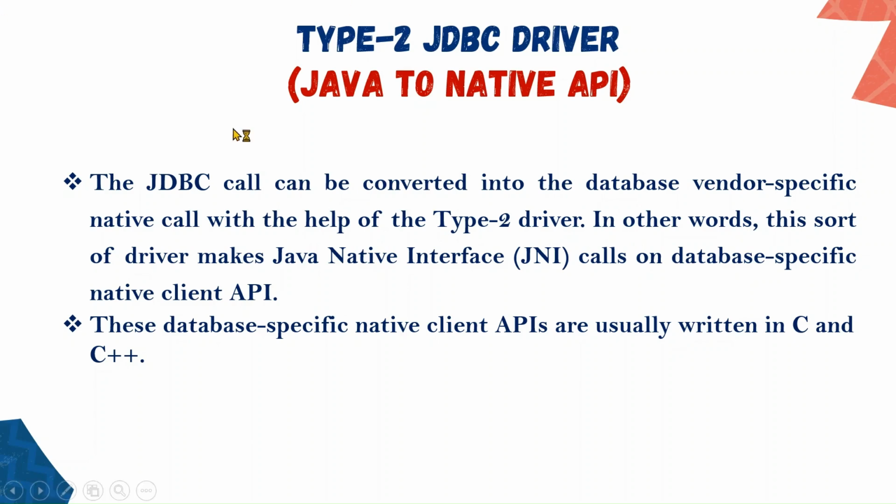API. So here we have a driver called Java to native API driver. So whatever the JDBC call has been made, that has been given to the Java to native API driver, and that is going to convert into the database equivalent format. These database specific native client APIs are usually written in C and C++. So that's what native languages for Java is. Apart from Java, C and C++ can be considered as native languages.